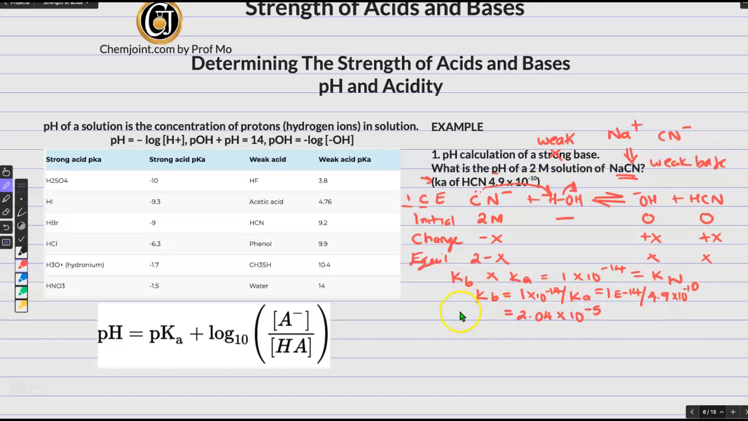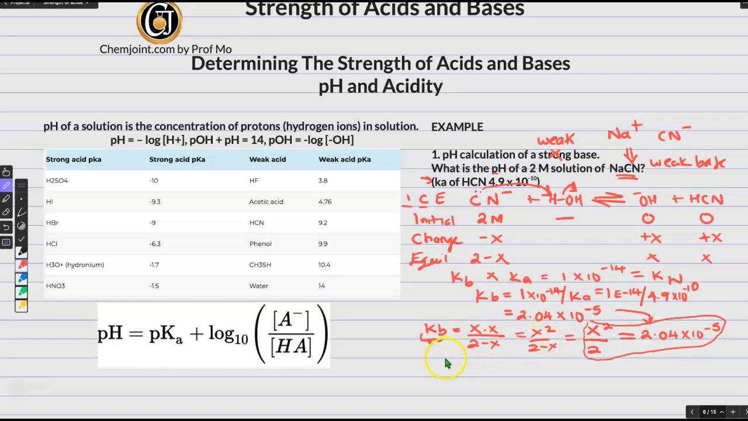Okay, so we'll say that Kb equals the concentration of products, in this case X times X, divided by concentration of reactants, which is X squared over 2 minus X. Again, there's minimal change because it's a weak base. Simplify the expression to be X squared over 2. And you remember that your Kb is what you found up there, 2.04 times 10 to the power minus 5. Now solve for X, just using this expression here.